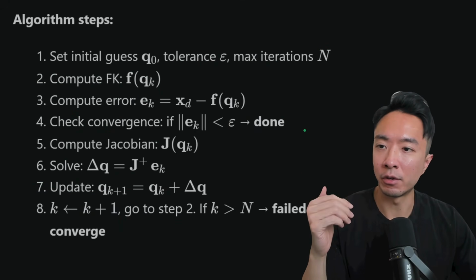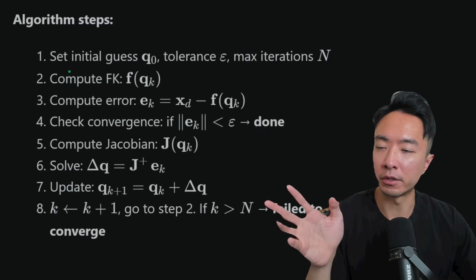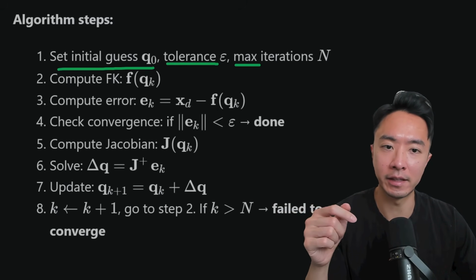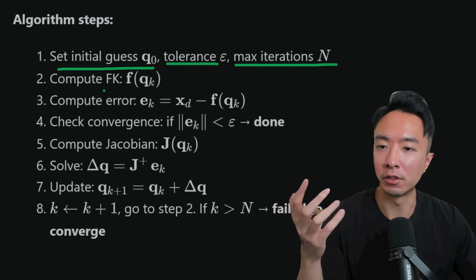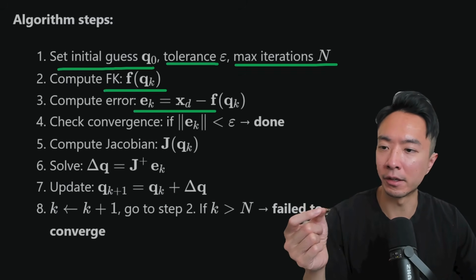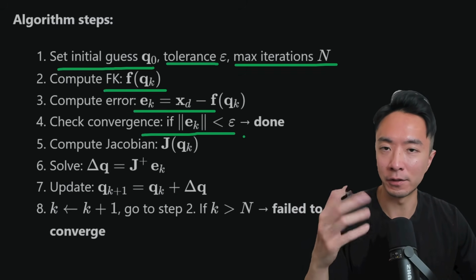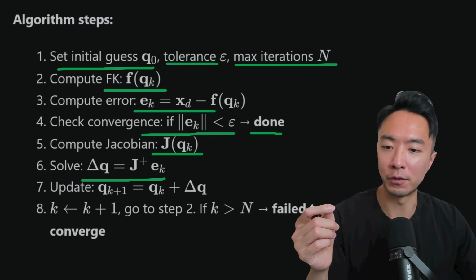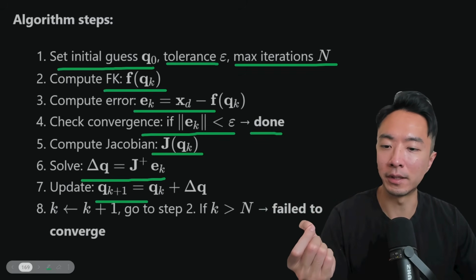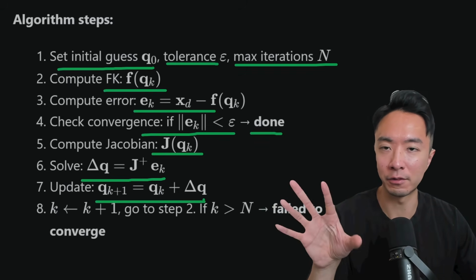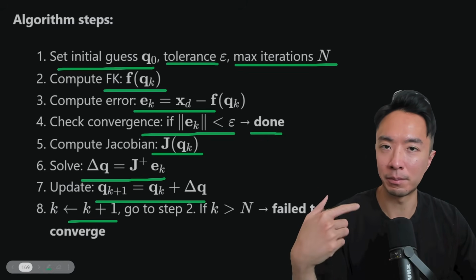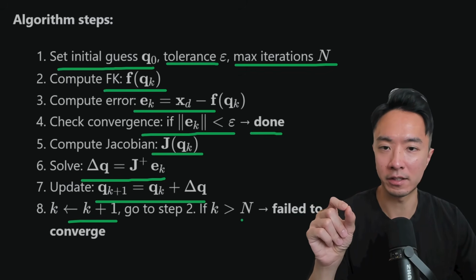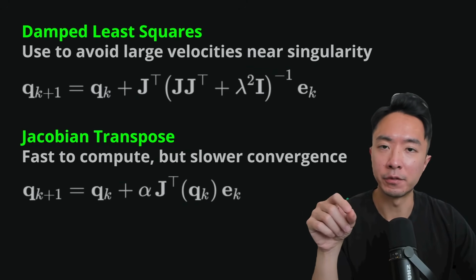Now, to summarize the algorithm steps, this is basically your pseudocode. You have your initial guess, which we call Q0. You set some tolerance, epsilon, and a max number of times you want to loop. You compute the forward kinematics, calculate the error, and check the convergence. If it's converging, then you can exit the loop. You compute the Jacobian, and then you solve for your change in angles. From there, you update your new guess, or your new set of joint angles. Then you step your counter, and repeat until you reach the endpoint based on the tolerance that you've set.